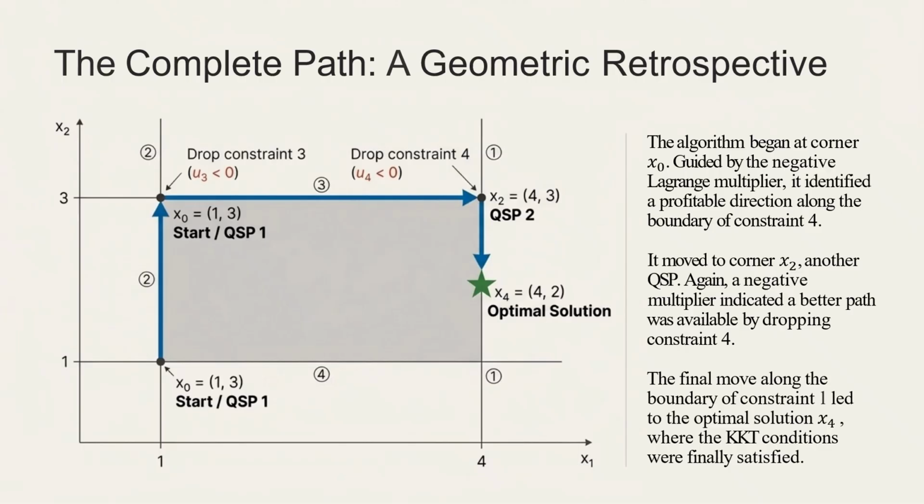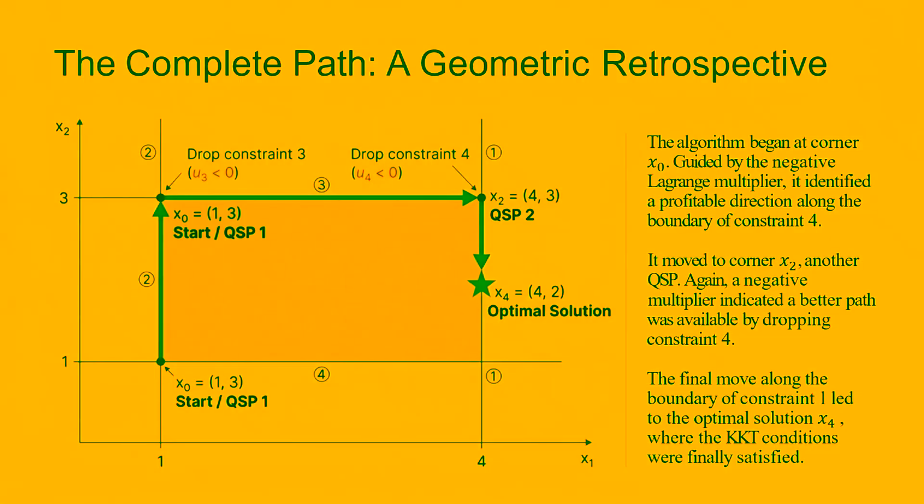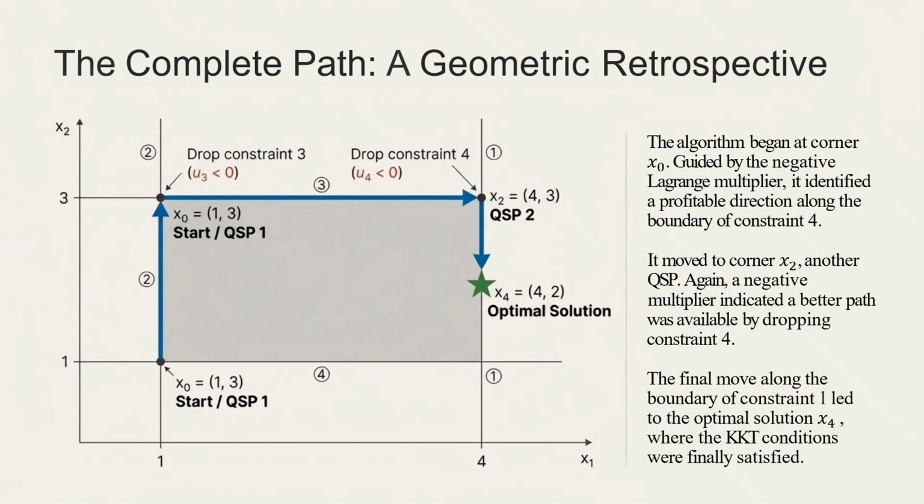Finally, by moving along the vertical boundary, the path concluded at point x4. This point is our final station, the global optimum. The difference between this point and the previous ones is that here, for the first time, all KKT conditions are satisfied, and there are no negative multipliers to lead us elsewhere. This visualization beautifully demonstrates how the algorithm, instead of searching blindly through the entire space, intelligently traverses the edges and corners of the feasible region to extract the most accurate solution in the shortest time possible.